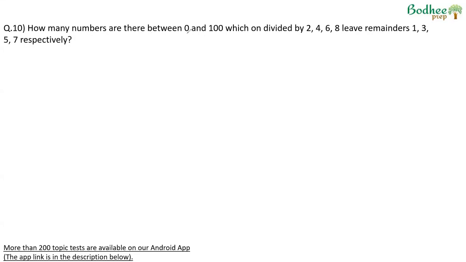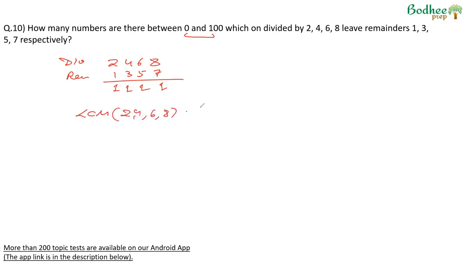How many numbers are there between 0 and 100 which, on dividing by 24, 6, 8, leave remainders 23, 5, 7? Divisor, remainder. As you can see, the difference is the same in each case, 1, 1, 1, and 1. And therefore, the smallest number which satisfies this condition is LCM of 24, 6, 8 minus 1.